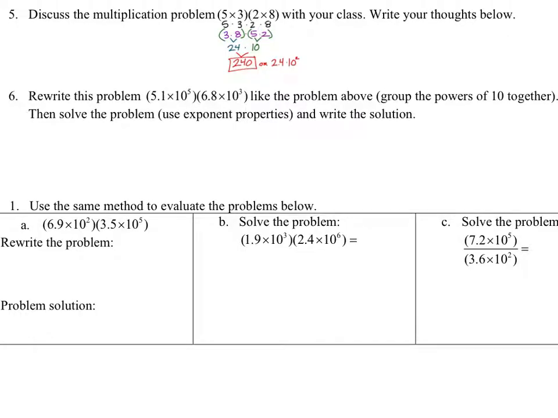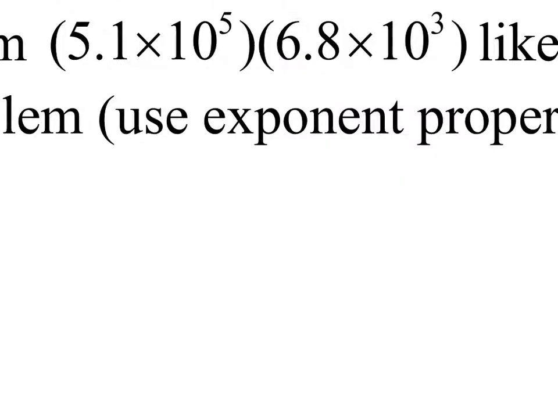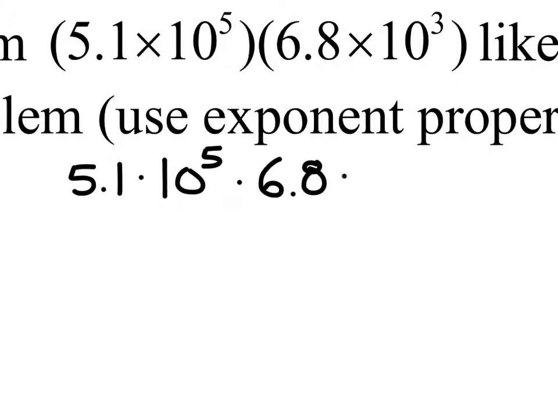We're going to rewrite this problem like the problem above. And that's what I was saying. We're going to group the powers of 10, and then we're going to group the other 2 decimals together, and then we'll just multiply them. So once again, the first thing I would want to do is just move the decimals close together. So let's rewrite this as a full multiplication problem first. 5.1 times 6.8 times 10 to the third.